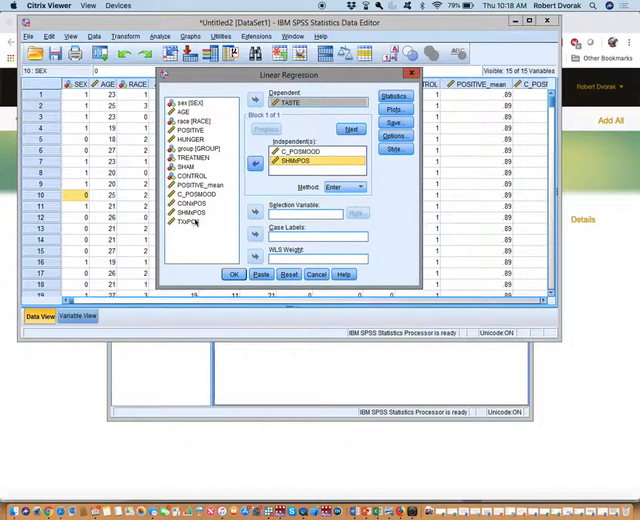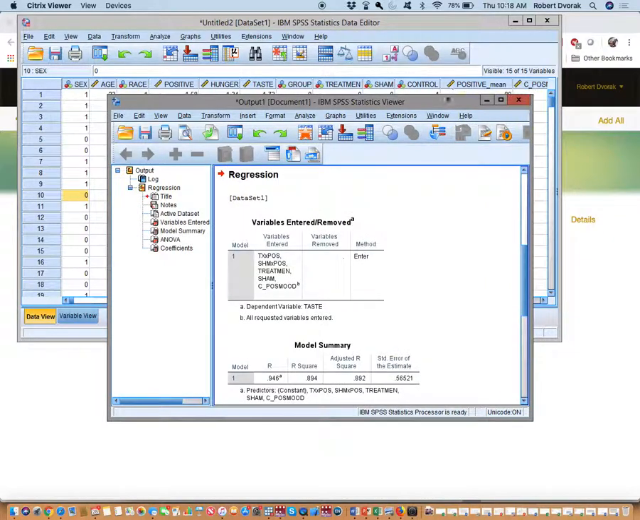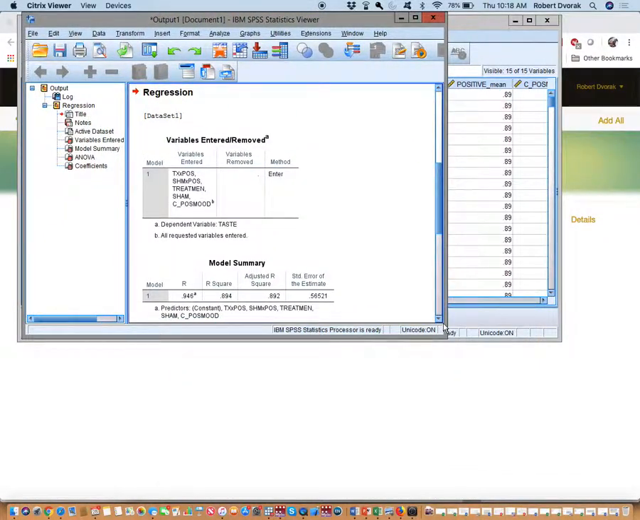Sham by positive mood, treatment by positive mood. Oh, we need to have sham and treatment in here. I'm going to move these around a little bit. All right, positive mood, sham, treatment, sham by positive mood. Okay. And we hit run.